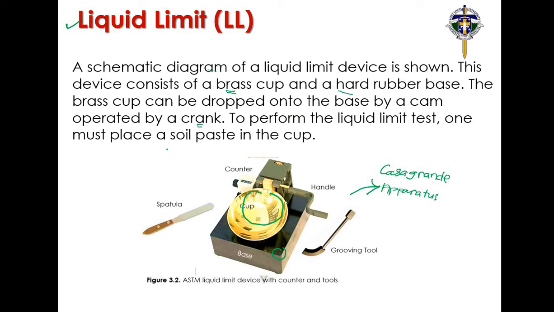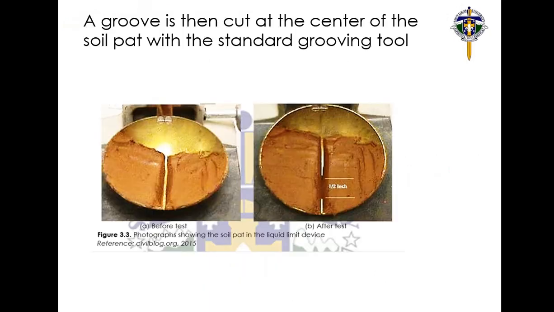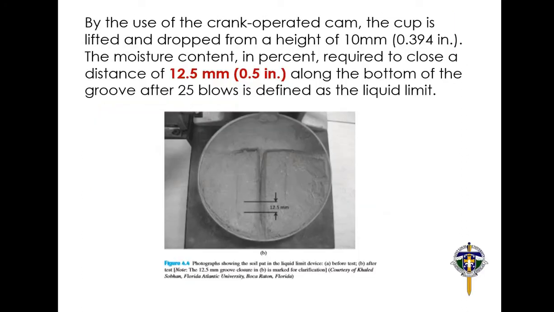To perform the liquid limit test, one must place a soil paste in the cup. From the procedure that you watched, you use the spatula to put the soil paste on the cup. After which, you use the groove tool to cut the paste that you had placed on the cup. This is what it will look like after you have cut it. After operating the crank until 1/2 inch has closed, you get a sample and oven-dry it so that we can determine the moisture content.